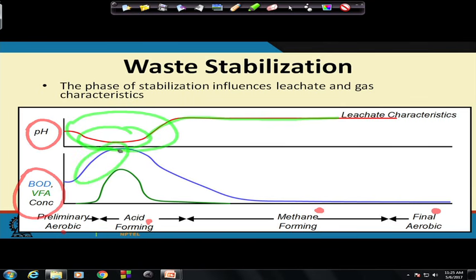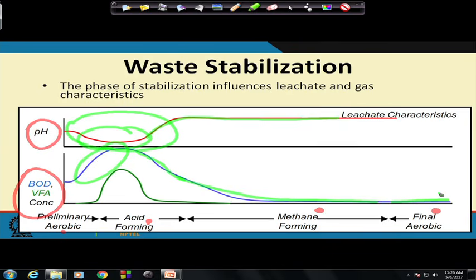Once it reaches a level, and as the smaller organic compounds start degrading, your BOD numbers go down, and ultimately you will see the BOD going to almost close to 0. It will never be exactly 0, but it will be very close, with a negligible demand. So that explains why the BOD curve is like that.